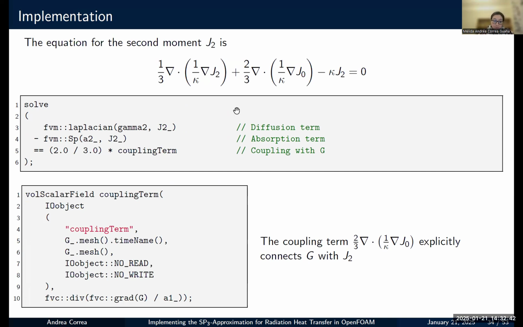Here we have the implementation of the second equation. This is the second equation of the model, and the coupling term. This equation models how quadratic anisotropies behave in the medium. The coupled term, this part, is important to include because it's explicitly calculated as an additional term called coupling, which uses the gradient of incident radiation. This term is essential to capture the interaction between both moments.